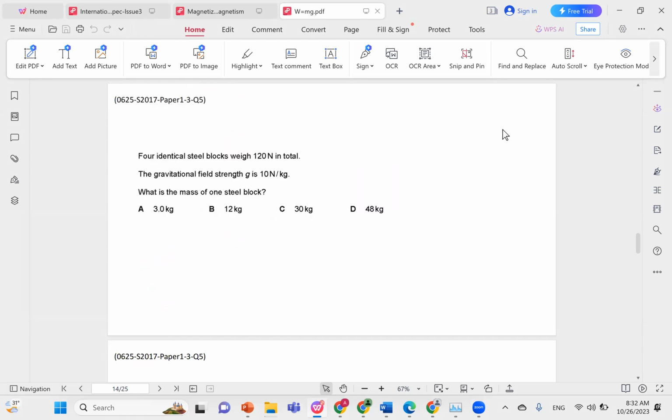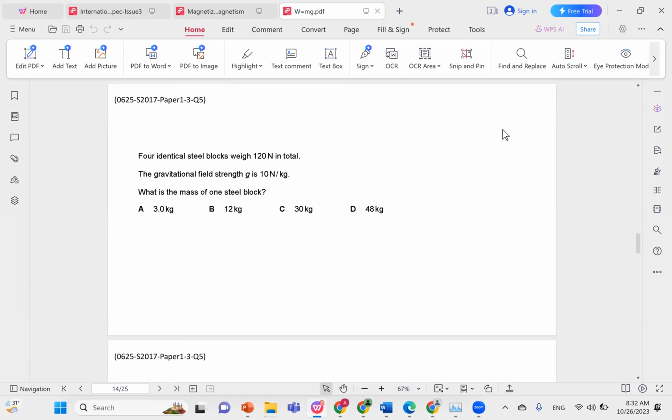Four identical steel blocks weigh 120 newtons in total. The gravitational field strength G is 10. What is the mass of one steel block? One of the oldest tricks in the book that Cambridge people love to use is to use numbers written as letters. You're usually just automatically encouraged to look at the numbers. In your brain, automatically, you just want to look at the numbers and figure out what variables you have to do an equation of some sort. So what they do instead is they give you quantities, but written in letters.